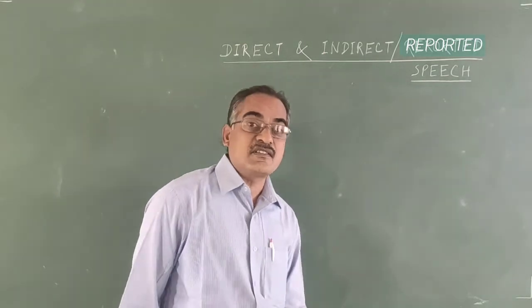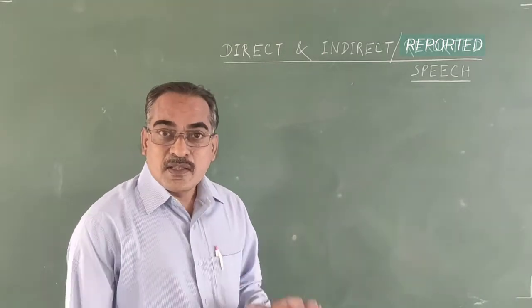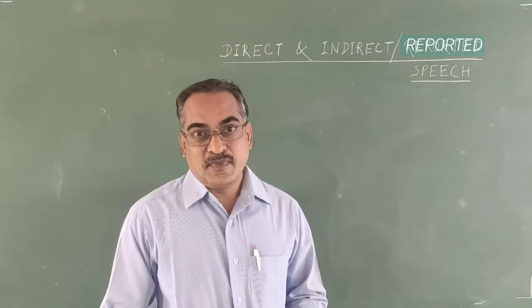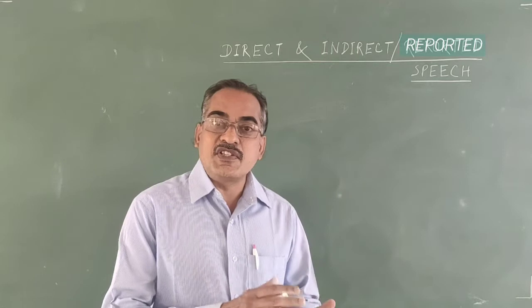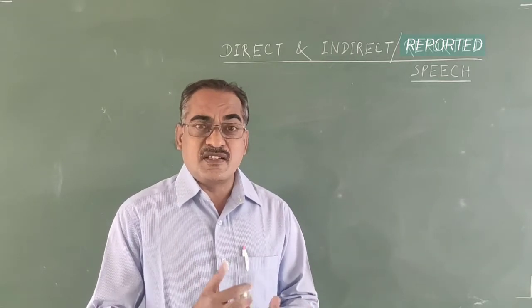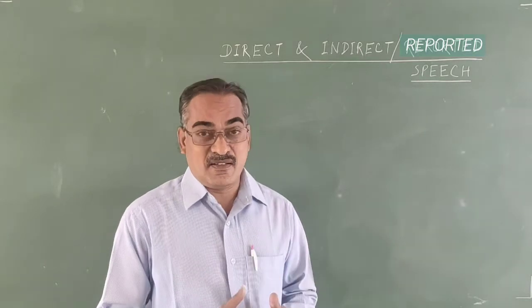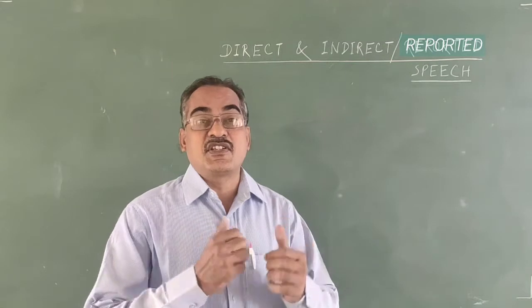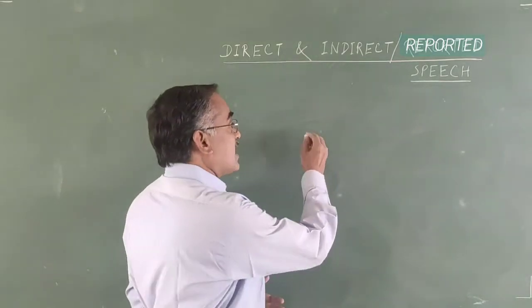And in the same sentence, I want to tell you one more thing. The verb was don't like. That was in present simple. So we changed it into past simple, didn't like. Instead, if it had been didn't like in the direct speech itself, I didn't like.